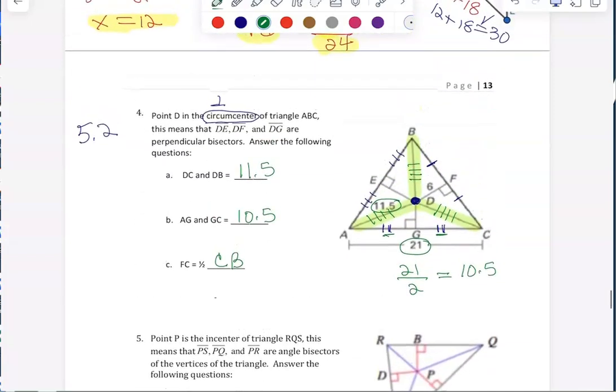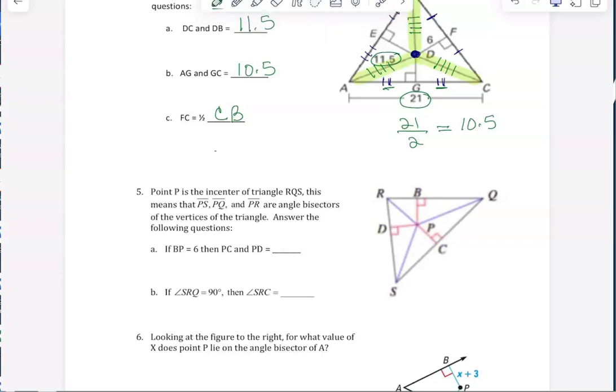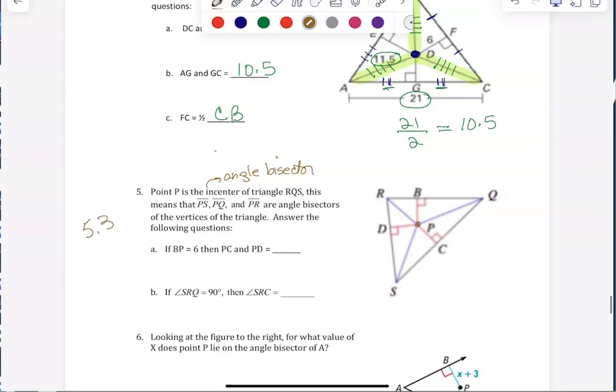So that was circumcenter. When you think circumcenter, I want you to think perpendicular and then perpendicular bisectors. The next one is question 5, and that's going to be 5.3, and those are angle bisectors. And the in-center starts with the letter I, which is a vowel, and so does angle. So I'm going to remember those. That's what you call the point where you have all 3 of those angle bisectors coming together. Okay, so here's our point.